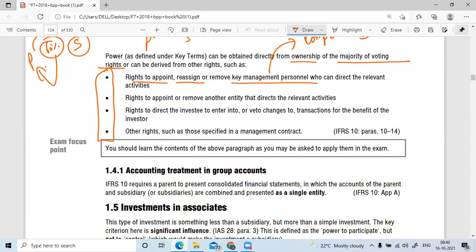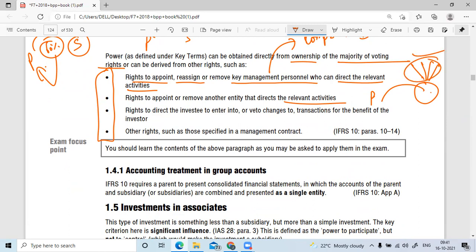Who runs the company on a daily basis? They can do that. Rights to appoint or remove another entity that directs the relevant activities. For example, there is a company whose parent is kind of a holding. That company has some major customers, and those customers influence this company. So the parent can decide whether to stop dealing with these people.